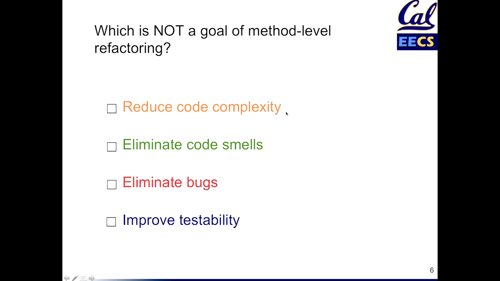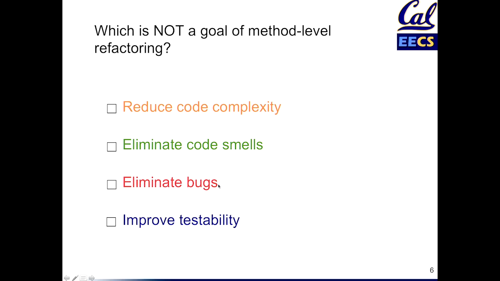Why would you want to change the structure of your code? Well, it might be too complex. So reducing complexity is a legitimate reason to do your refactoring. It might have some code smells, and in the example that we saw, we both improved the complexity score and improved the results from Reek. So the first two are certainly reasons to do it.